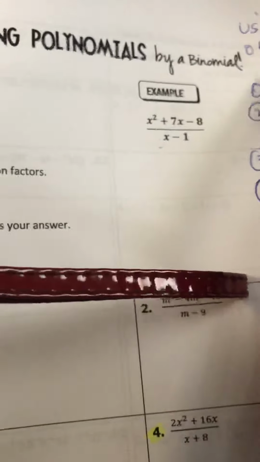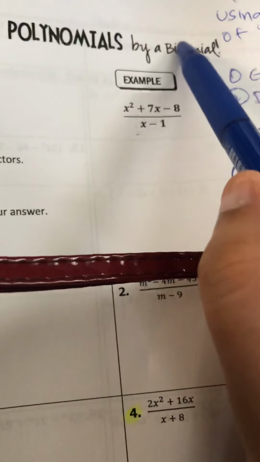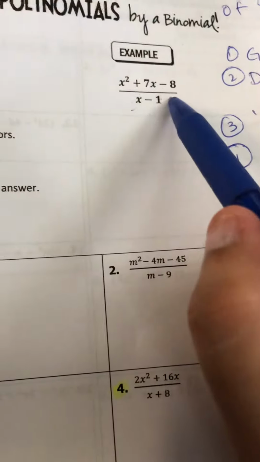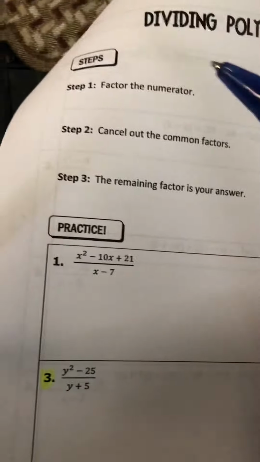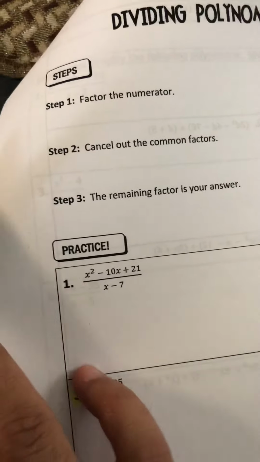So we already learned how to divide by a monomial, when we used to have one term in the denominator. Today we will learn how to divide with a binomial, when you have two terms. So for a binomial we used to simply follow three steps.